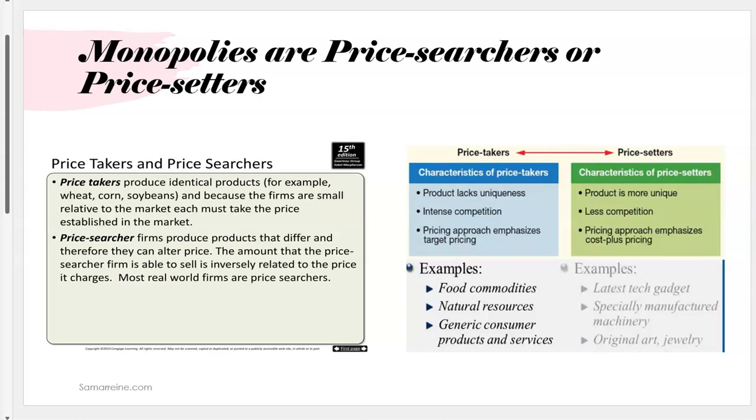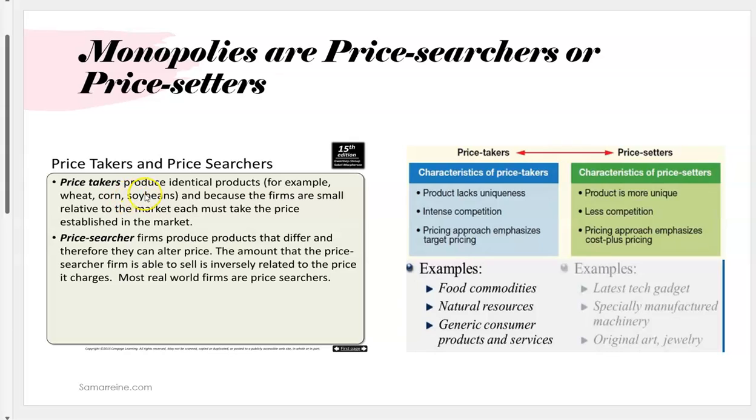Now, if you remember, perfect competition is a price taker, but monopolies are price setters or price searchers. And that is true of oligopolies and monopolistically competitive firms that we're going to go over in chapter 10. So basically, of the 4 market structures, only one is a price taker, and that's perfect competition. The other 3 look like this. They are price searchers.